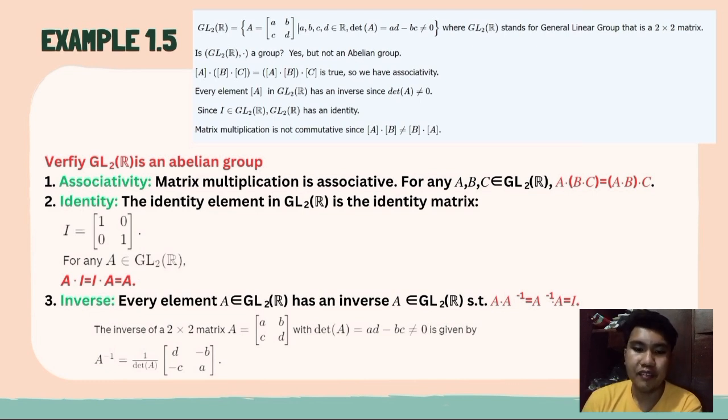For the inverse, every element A of the general linear group of 2 by 2 matrices for real numbers has an inverse A inverse in the group, such that A times A inverse is equal to A inverse times A, which is equal to I. The inverse of the 2 by 2 matrix A equal to [a b; c d], with determinant of A equal to ad minus bc not equal to 0, is given by A inverse equal to 1 over the determinant of A times the matrix [d, negative b; negative c, a].